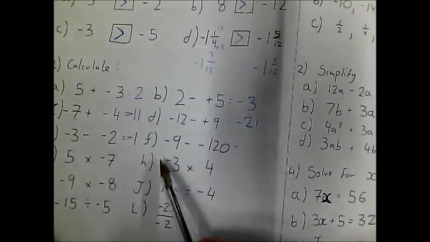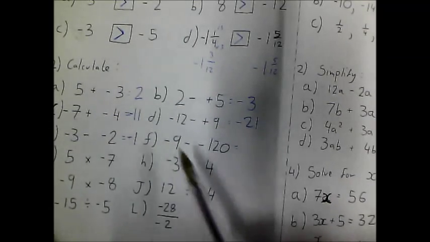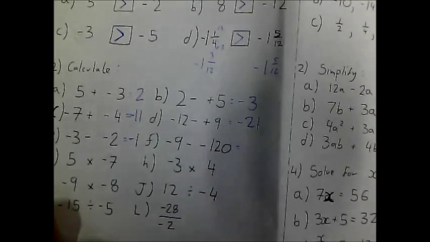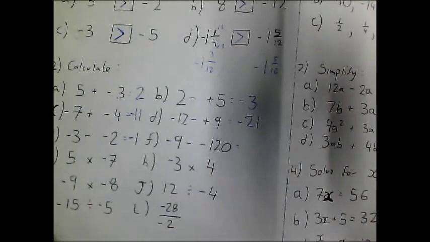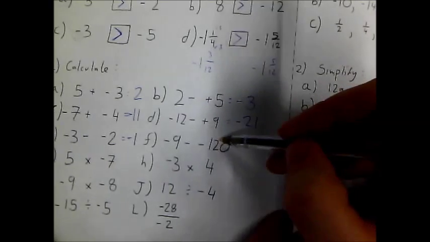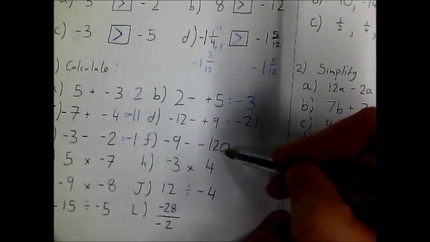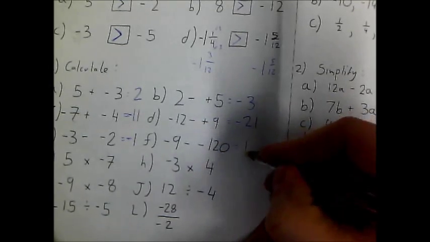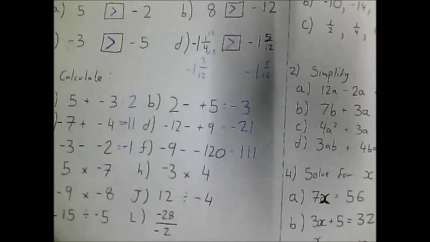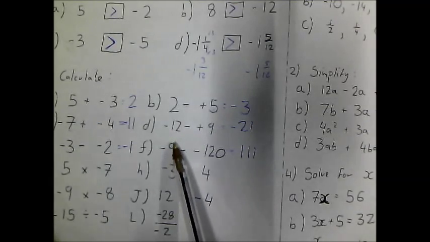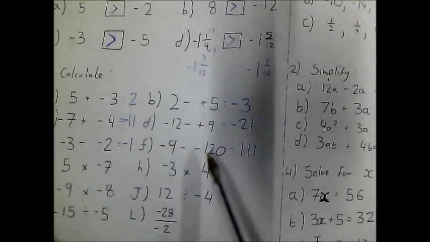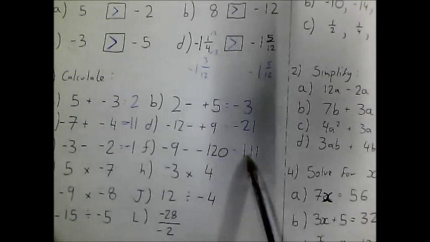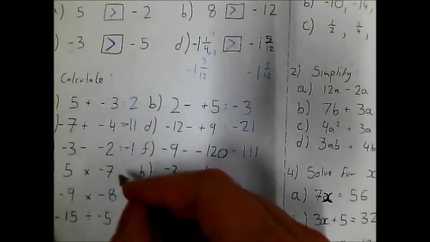Okay, here, -9, take away -120. So taking away negative numbers makes it go up. So if I go up by 9, I'll get to 0. So if I've got to go up another 111 left, it's going to be positive 111. Okay, so once again, if I want to add 120 to this, if I add 9, I'll get to 0. So there'll be 111 left to add on. So it's just going to be 111.